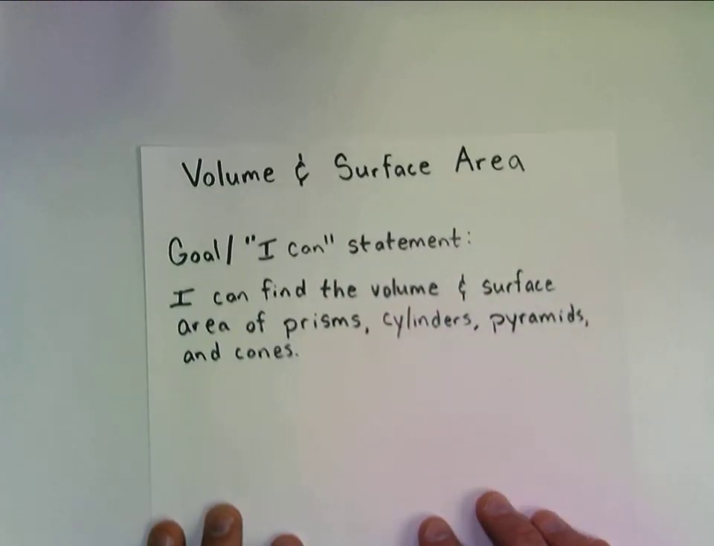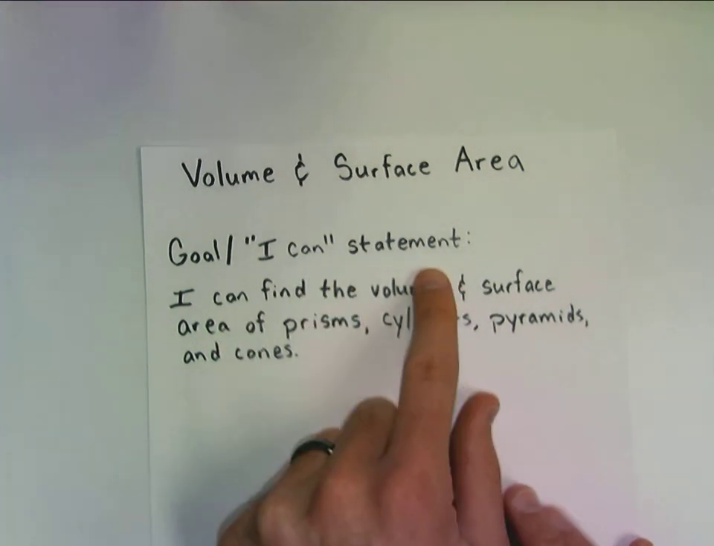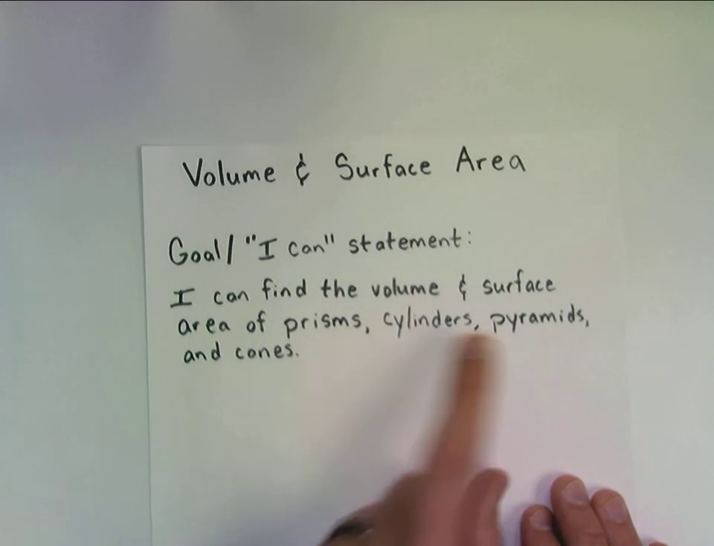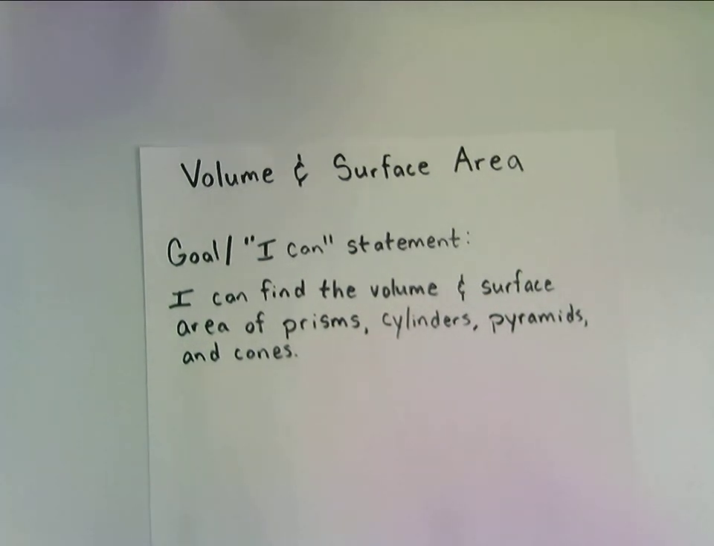Today's seminar is going to be on volume and surface area, and our goal, or I can statement, for this lesson is I can find the volume and surface area of prisms, cylinders, and cones. So go ahead and pause the video at this time and copy this title as well as the goal into your notebook.